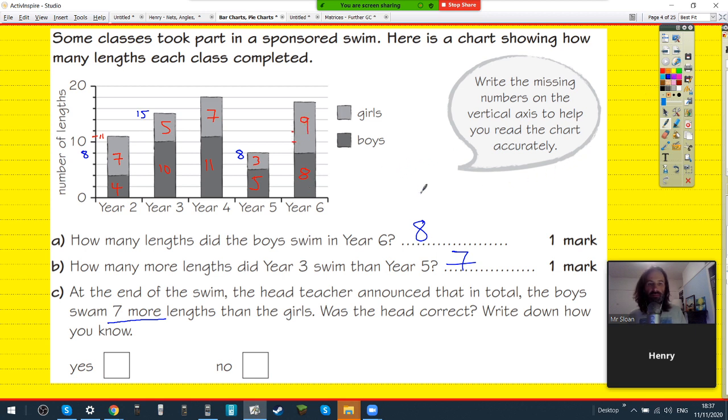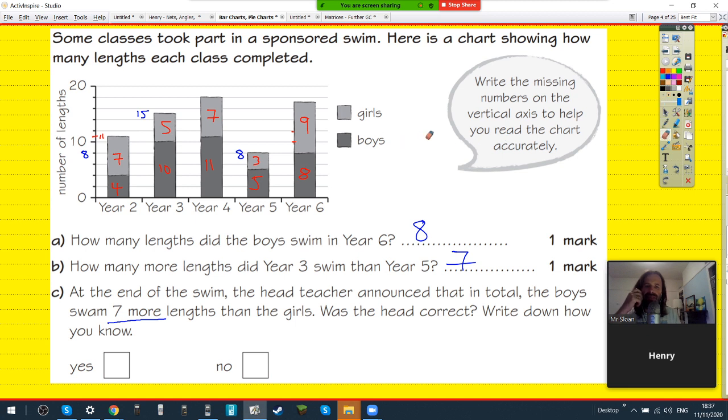And then, okay, so 8 add 5, that's 13. 13 add 4 is 17. 17 add 11 then is 28. And 28 add 10 is 38. So boys have 38. And then girls have 7 add 9 is 16. 16 add 5 is 21. And 21 add 7 is 28. So the girls have 28.